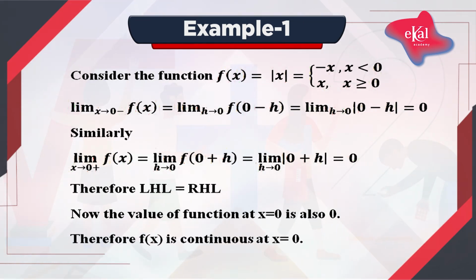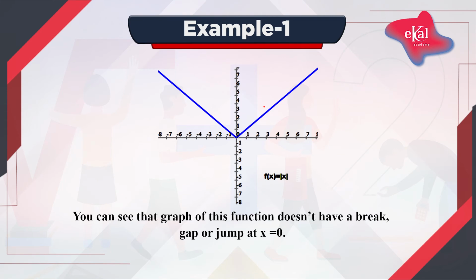So, we can say that f of x is continuous at x equal to 0. We can see the graph of mod x, which we have already seen earlier. This is the graph of f of x equal to mod x. You can see that there is no break in the graph. That means a continuous function never has a break, jump or even a gap. So, a function whose graph does not have a break, jump or gap is an example of a continuous function. In this example, you have understood that the function is continuous at the point x equal to 0.